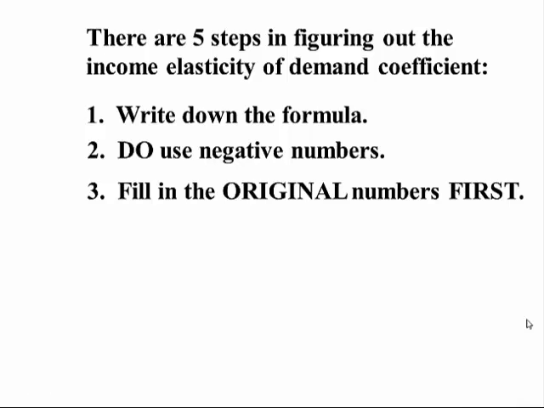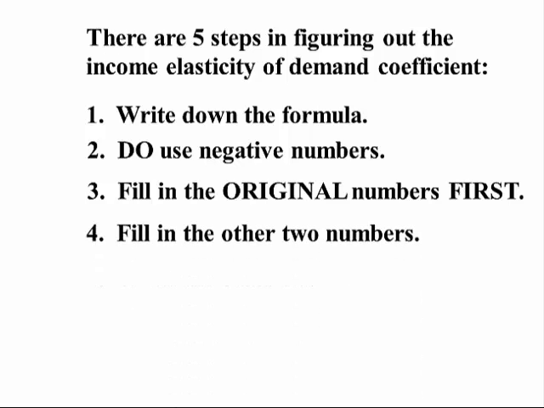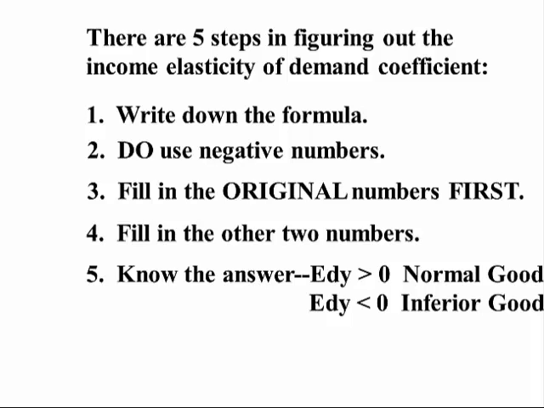As you go from one income to the next, start with the original income, and then when you go from a change in quantity demanded, go from the original. Number 4, fill in the other 2 numbers next. Those are the change in income and the change in quantity demanded. If your income elasticity answer then is greater than 0, it's a normal good. If it's less than 0, it's an inferior good.